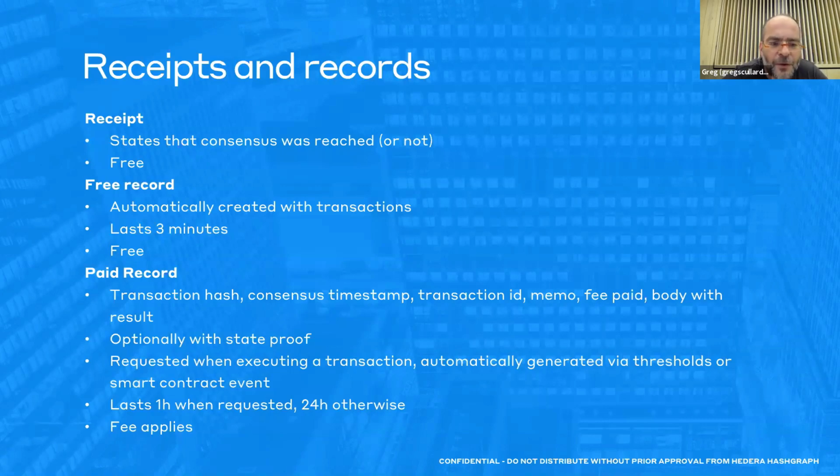So what a record contains is a transaction hash, a consensus timestamp, the transaction ID, the memo, the fee paid. It's your entire transaction by and large in that payload, and you can optionally request it with a state proof, which you will be able to decode to get an unequivocal proof that this ran on Hedera Hashgraph. Yeah, and fees apply to records.